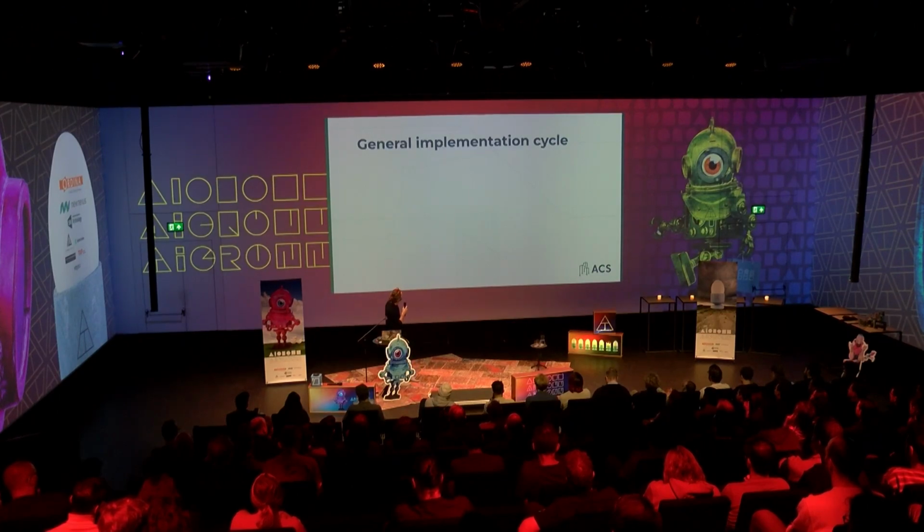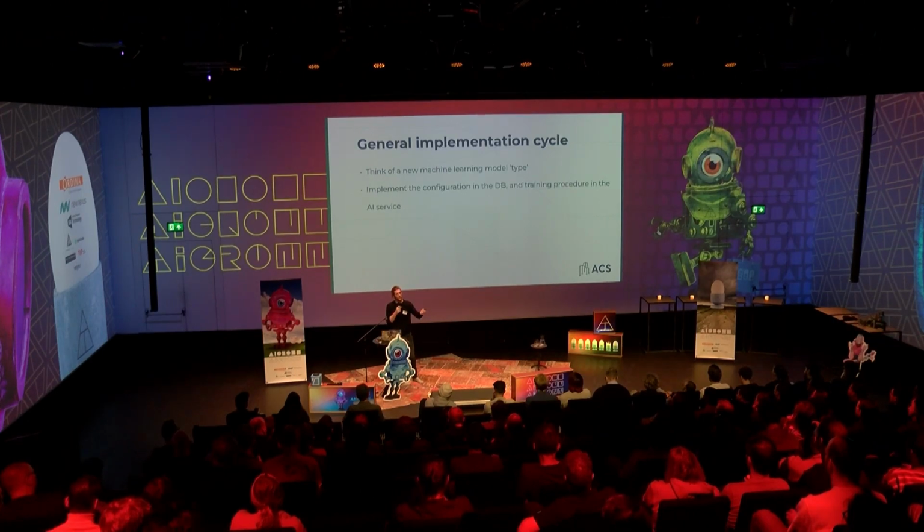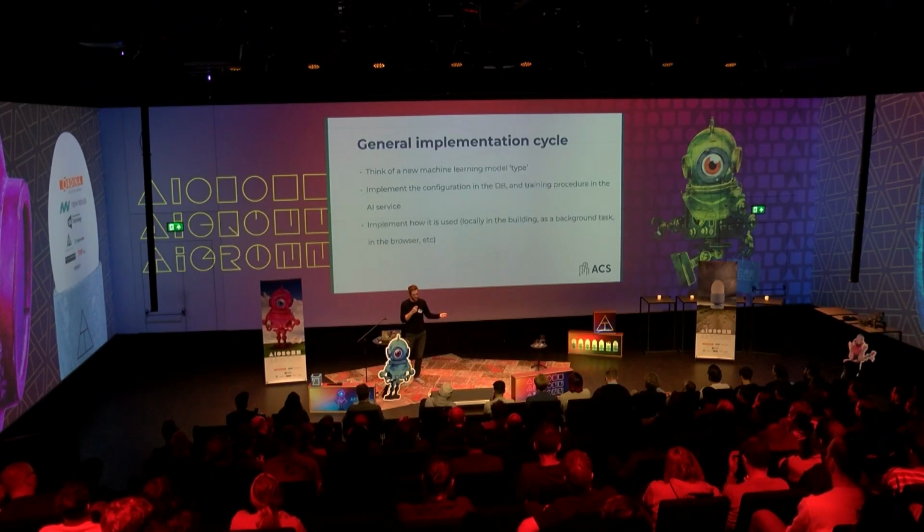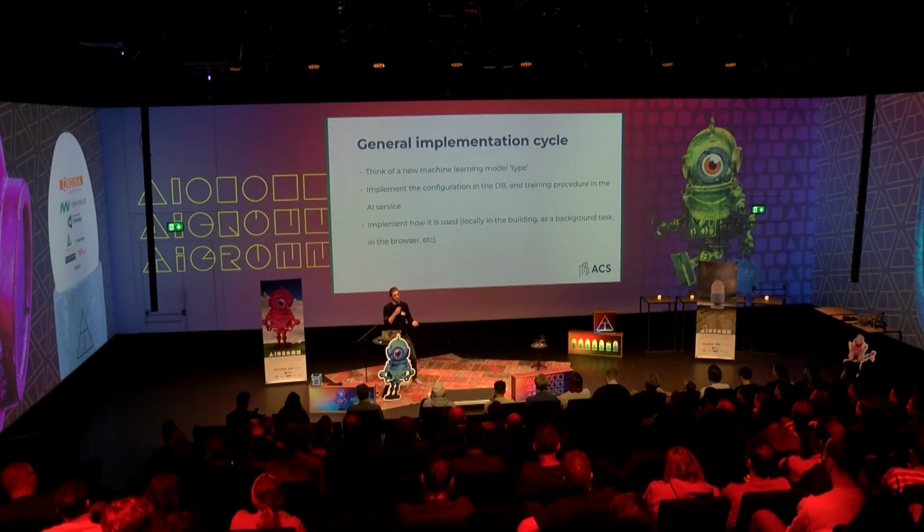So our general implementation cycle of machine learning models looks like this. We think of a new machine learning model type, or actually we think about a new use case, and then the corresponding machine learning model type. We implement how the configuration should look in the database, and we implement the training procedure in our AI service. And then we implement how it is used. That can be locally in the building, like I just explained, it can be as a background task, or it can be in the browser. We also load ONNX models into the browser, and you could do simulations there, for example. Okay?